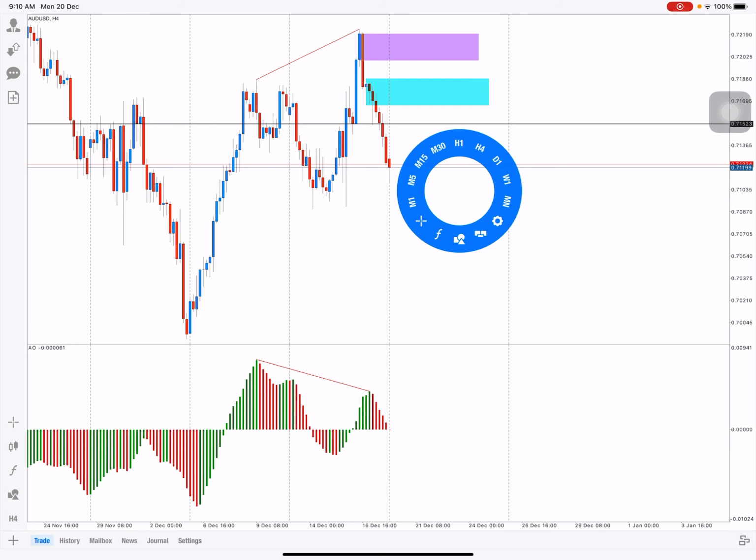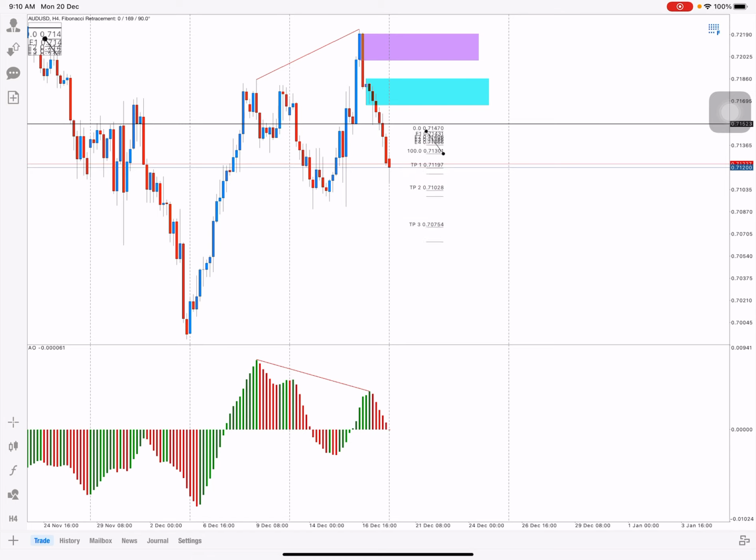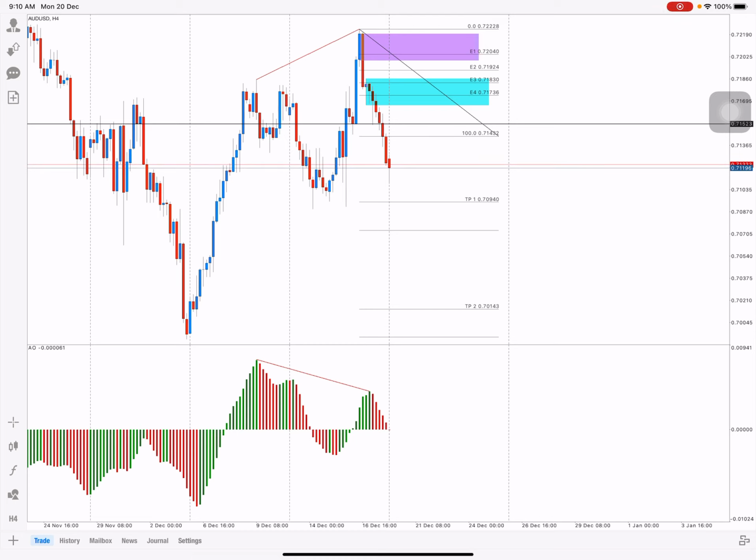Now in terms of entry, the exact price, what I'm going to do is use my Fibonacci levels, from the high down to the breakout here. It seems logical, because if you look at my Fibonacci levels here, we have E1, E2, E3, E4. It is more likely that I will be making an entry in E2, E3, and E4. These are where the key levels of my entries will be.